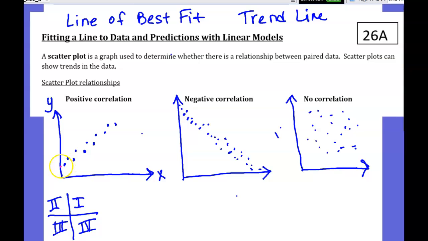That's a line that's going to kind of go through all of the points and make kind of the best line. Some of the points might be above the line, some might be below the line. They're going to average all of the ordered pairs together and come up with a line of best fit. It works the same way with a negative correlation. Maybe it looks something like this.